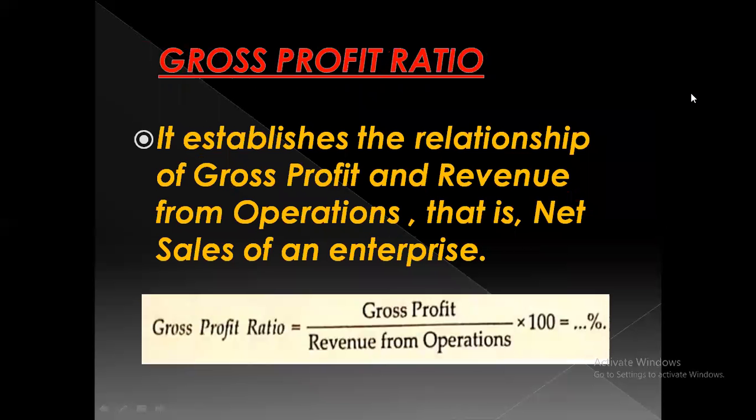Now, gross profit ratio. It establishes the relationship between the gross profit and the revenue from operation, which is also known as net sales. This ratio is calculated in percentage. So formula will be gross profit divided by revenue from operation into 100, and the answer will be in percentage.